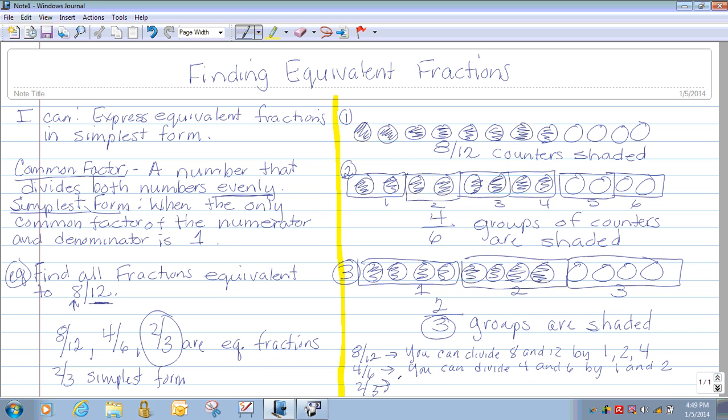For 2/3, we can divide 2 and 3 only by 1. And that's where the simplest form definition comes in: when the only common factor of the numerator and the denominator is 1. Therefore, 2/3 is the simplest form. We will practice in class.